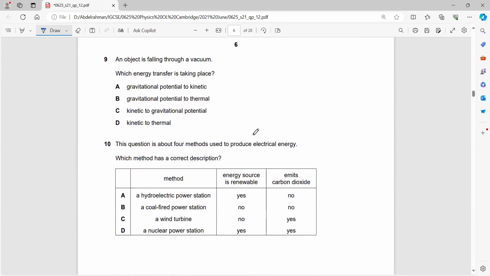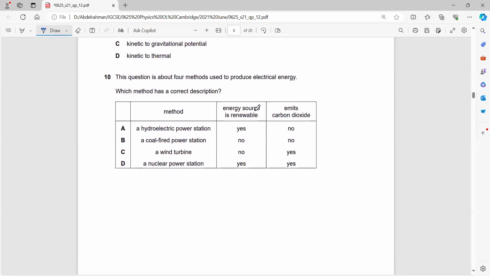An object is falling through a vacuum. Which energy transfer is taking place? It's falling through a vacuum. Initially it had gravitational potential energy. While falling down, this gravitational potential energy is being transferred to kinetic energy.